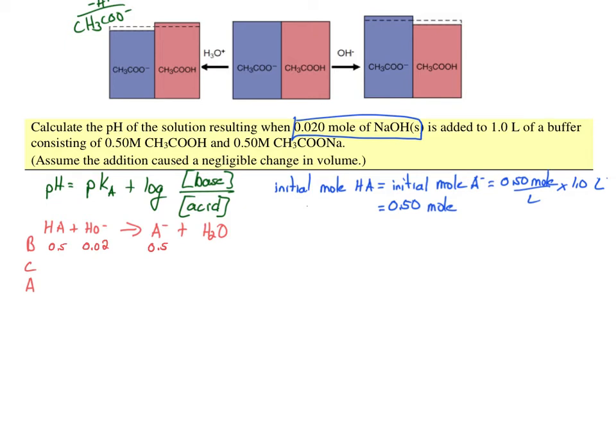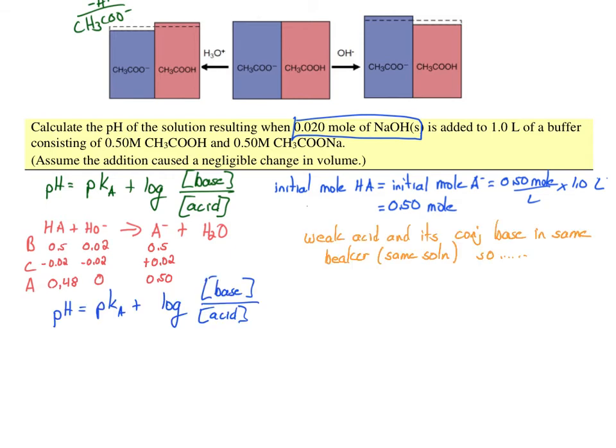When the strong base reacts with the buffer, it's going to be completely consumed, and we lose that amount of our weak acid. So now we have 0.48 moles of our weak acid, and we're going to gain an equal amount of that weak base. So we have 0.52 moles of our weak base. And of course, all of our strong base has been absorbed.